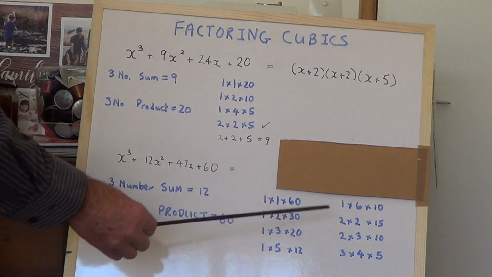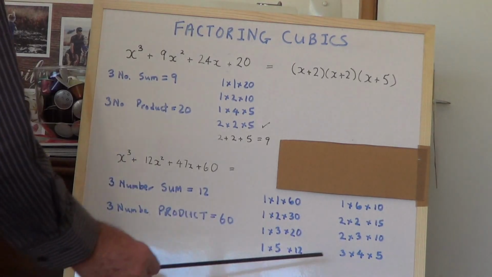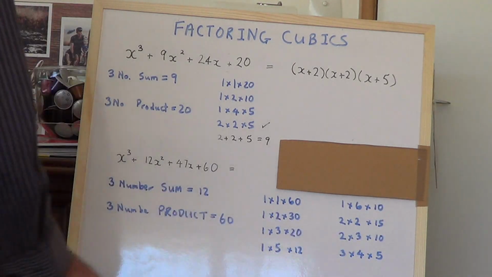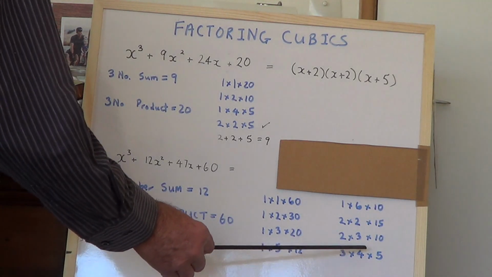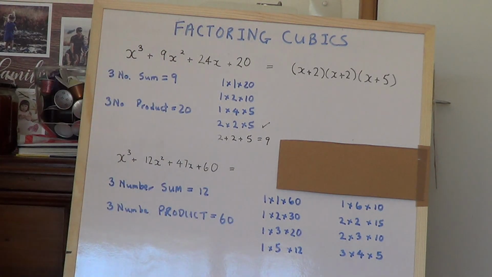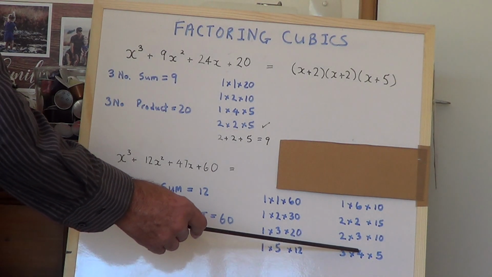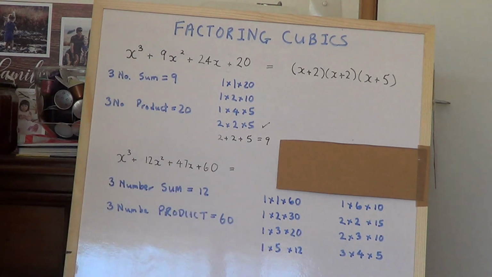And we start at 2. 2 times 2 is 4, times 15 is 60, 2 times 3 is 6, times 10 is 60, and 3 times 4 is 12, times 5 is 60, and we've got to get a sum of 12. Well, what have we got? 3 and 4 is 7, and 5 is going to be 12.